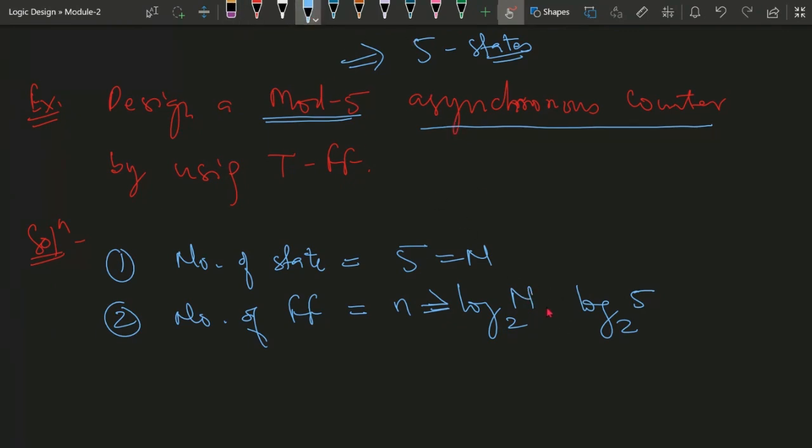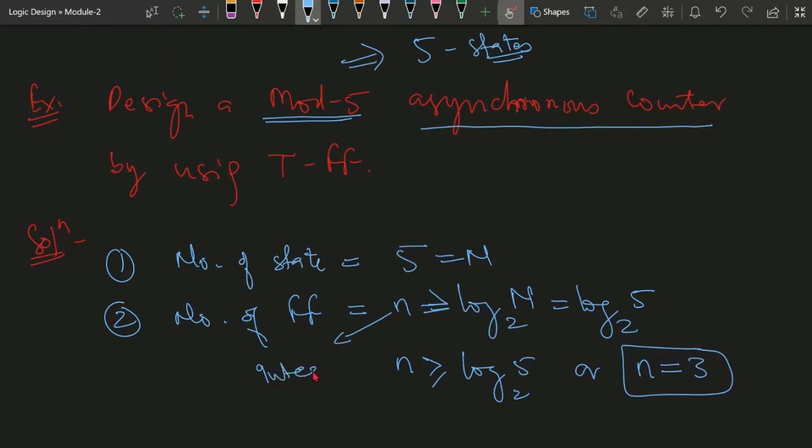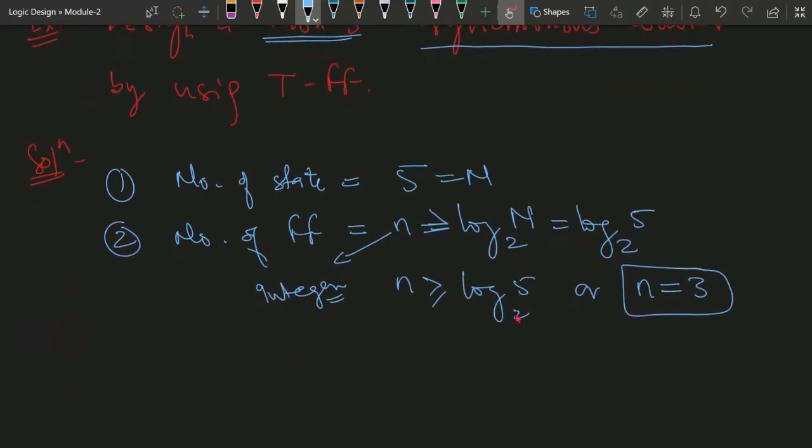Here n will be greater than or equal to whatever value comes out here. It will be 2 point something. So the n value we can regulate: n should be greater than log 5 to the base 2. First of all, the number of flip flops n must be an integer value. Because it is 2 point something, the next integer will be 3 only. So n comes out to be 3.